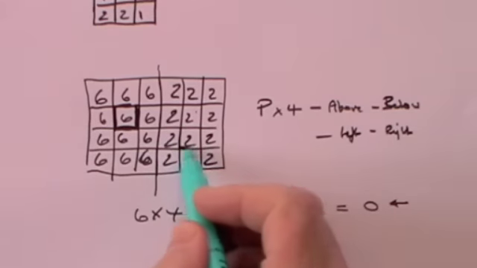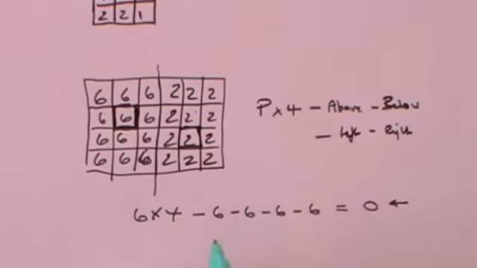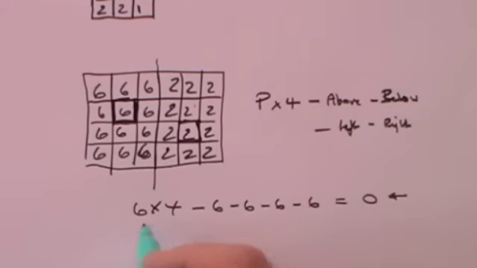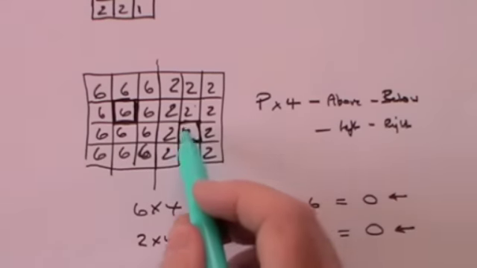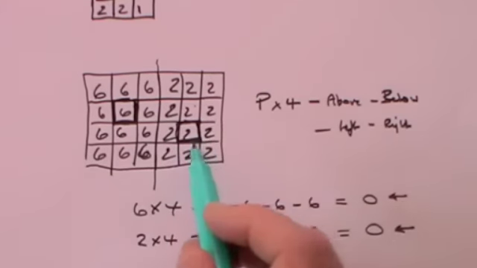What about this pixel here, the 2 value? Well, again, you do the rule, 2 times 4 minus the values above, below, right and left, and they're all 2s, so it's 2 times 4 minus 4 lots of 2, and that is going to be 0, and that's going to be black. So this will become black.